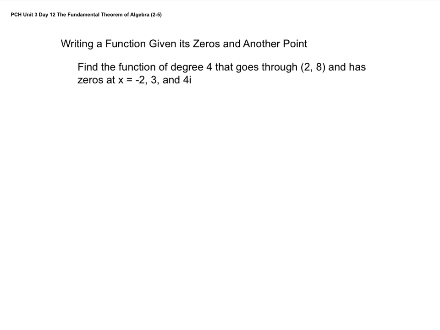Let's think through this for a second and look at this example. It says, find the function of degree 4 that goes through the point (2, 8) and has zeros at x equals -2, 3, and 4i. Would it also be negative 4i? Why do we know that? The complex conjugate. Also, there's something else in the problem that should have made us think a little bit.